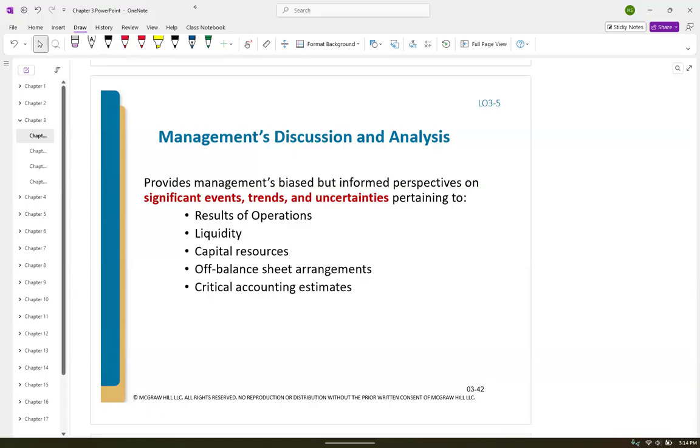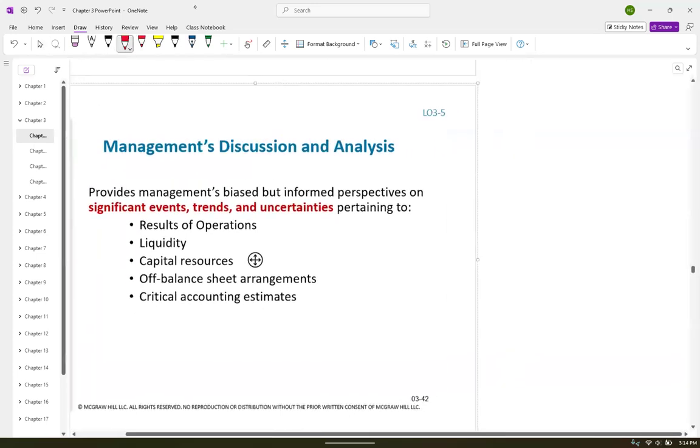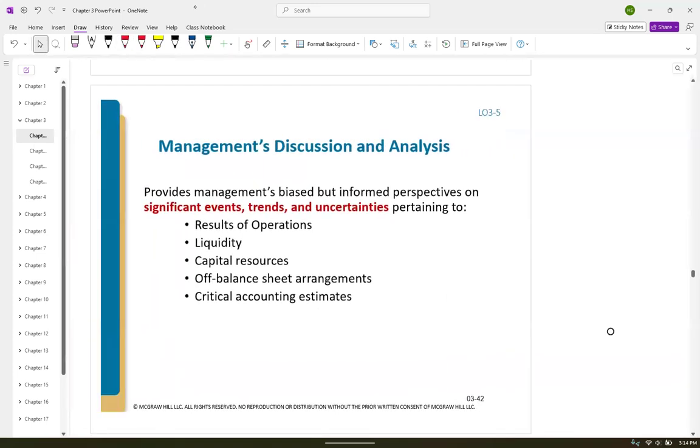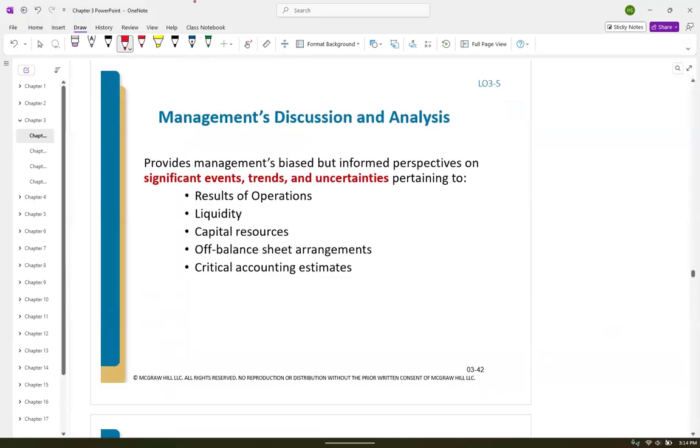Okay. It's going to have results of operations, liquidity, capital resources, off the balance sheet arrangements, any off the balance sheet debt they have. Okay. Critical accounting estimates. There's a lot of estimates that go into the financial statements. Depreciation, bad debt expense. Those are just estimates. We don't know those to be absolutely 100% for sure.